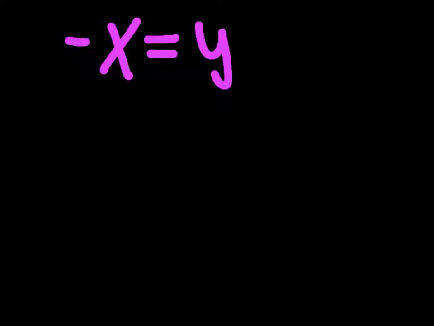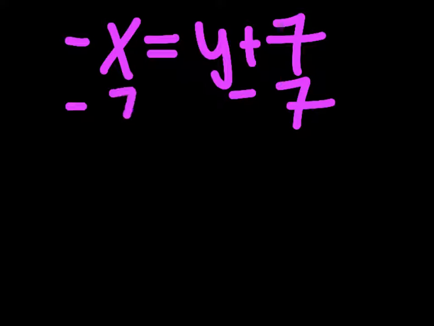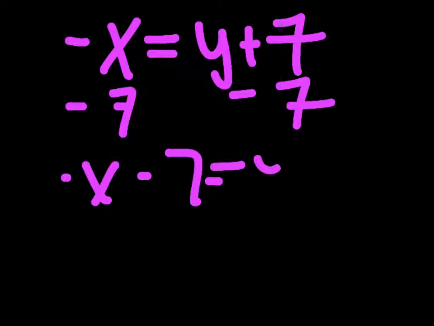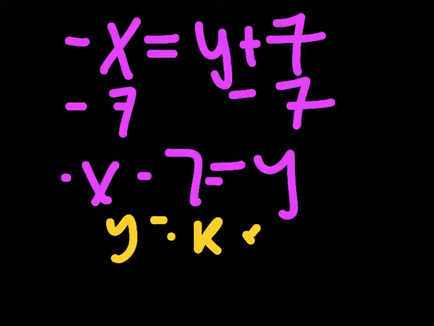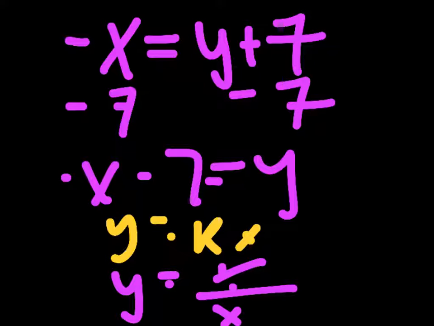Okay, so let's now try negative x equals y plus 7. So we want to solve for y, so we're going to subtract 7, negative x minus 7 equals y. Okay, this does not look like y equals kx or y equals k over x. So this is not inverse or direct.